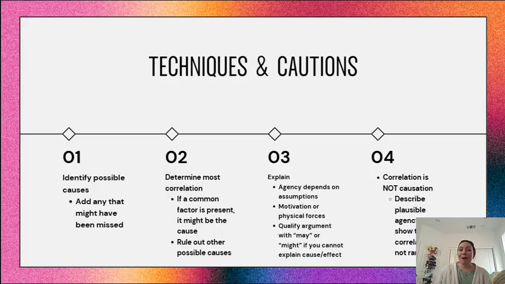Okay. And remember, you've probably heard this cliche before. Correlation is not causation. What you want to do is describe plausible agency, describe that this could have been caused, to show that the correlation is not random. And this is really where you have to do your research. So please, please, please use academic peer-reviewed sources from the Coastline Library as you think about how you are going to write your causal essay.